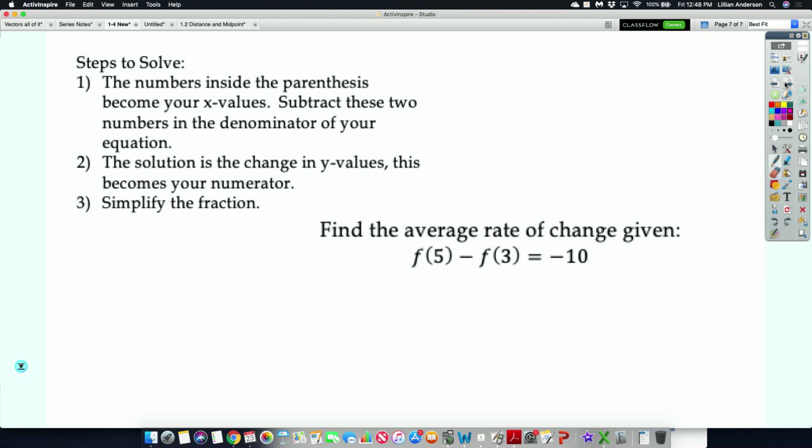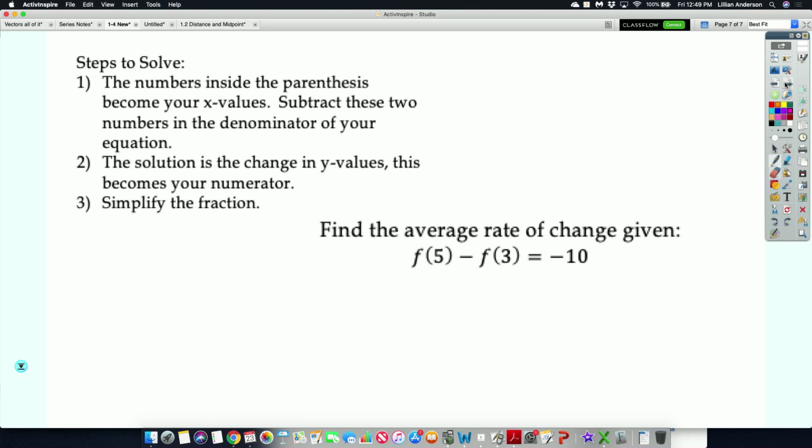Now, let's take a look at this one. Given function notation. Step 1. The numbers inside the parentheses are your A and your B. They are your x values. You want to subtract those two numbers in the denominator of your equation. The solution is the change in your y's. It is your numerator. And all you got to do is simplify your fraction. So you're finding the average rate of change given f of 5 minus f of 3 equals negative 10. Indirectly, they gave you A and B.